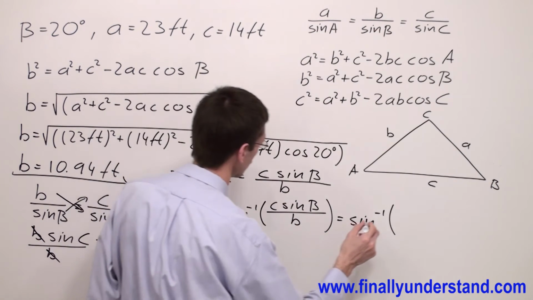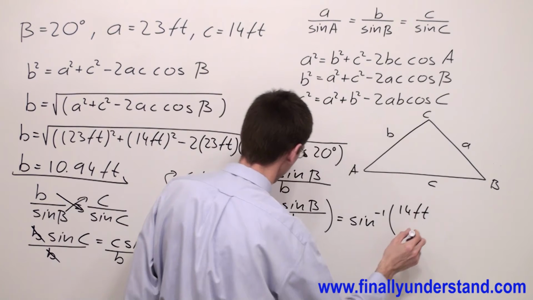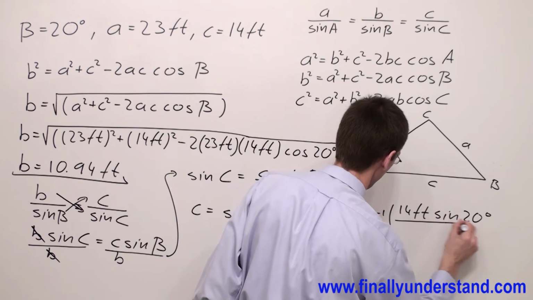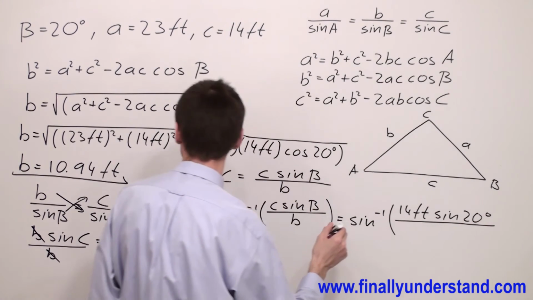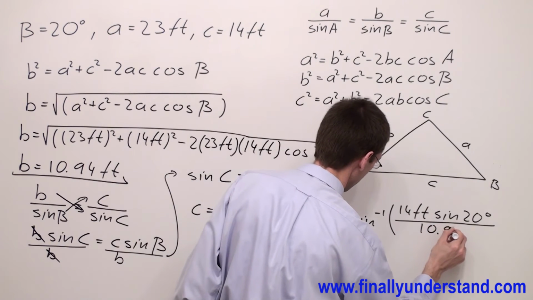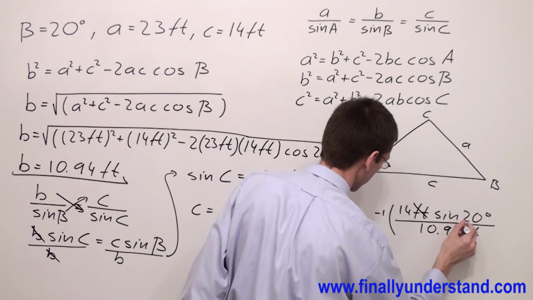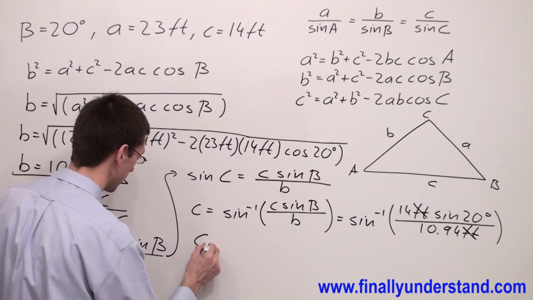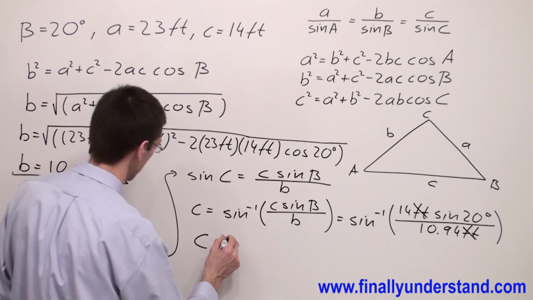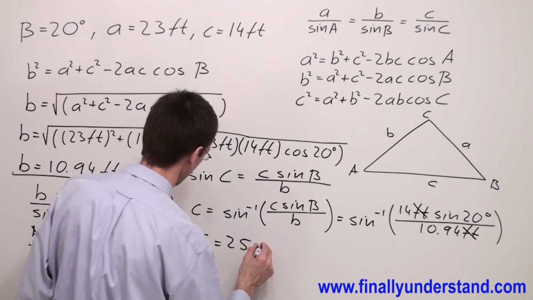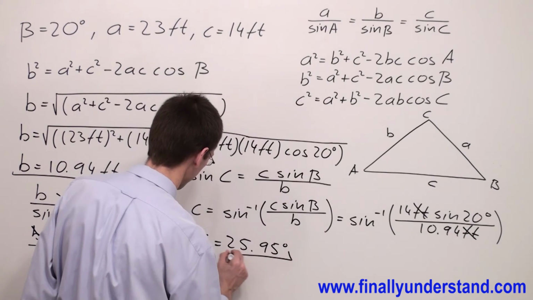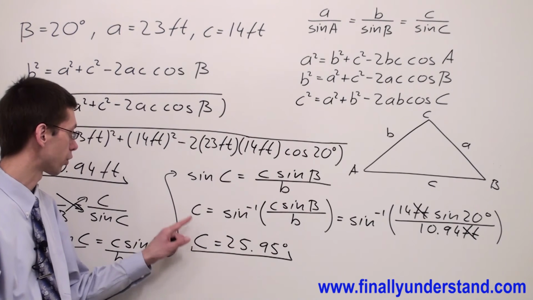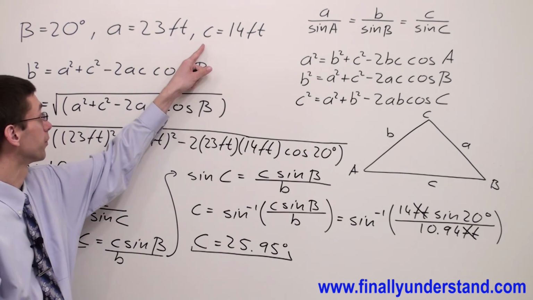which is equal to inverse sine of side C, which is equal to 14 feet, sine of angle B, which is equal to 20 degrees, over side B, which is equal to 10.94 feet. Feet and feet will cancel out. Use the calculator, and you will see that angle C is equal to 25.95 degrees. Okay, so this is the angle, right, which is across side C.